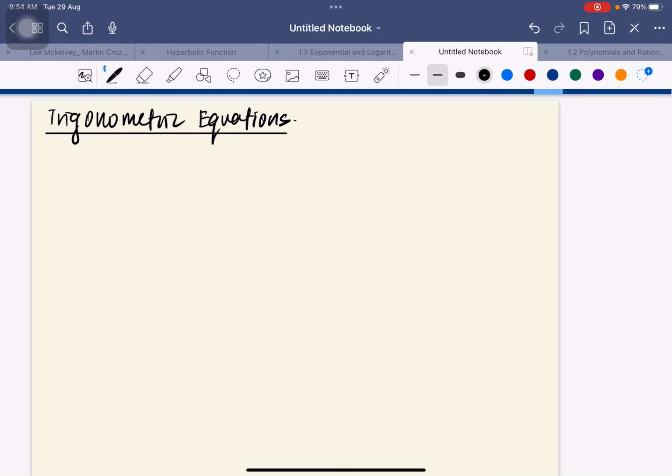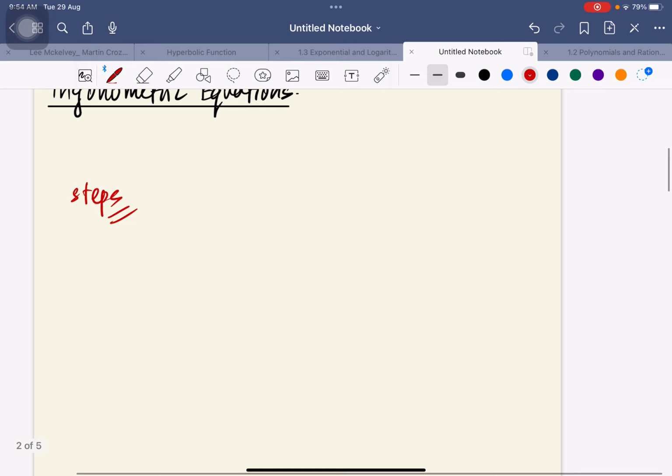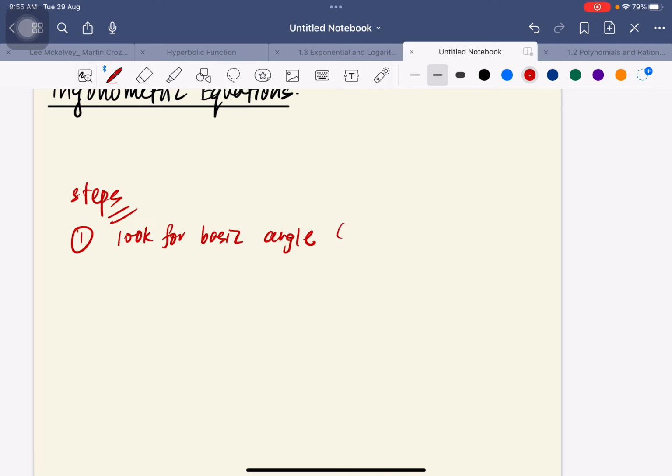Alright, so let's continue with the subtopic trigonometric equations. For trigonometric equations, there are a few steps that you need to know in order to solve them. I already mentioned this, but let's just revise again. The first step is we need to look for the basic angle. You have to ignore the negative sign.